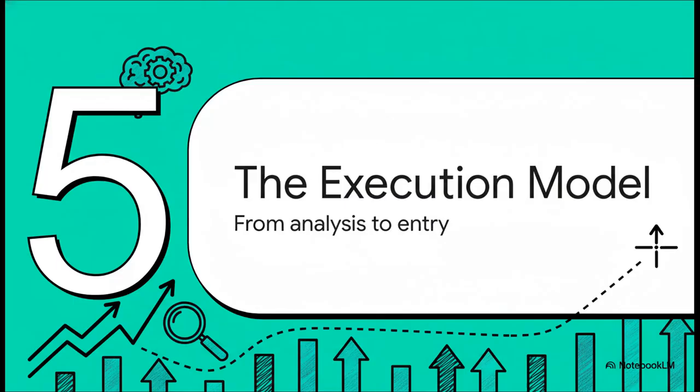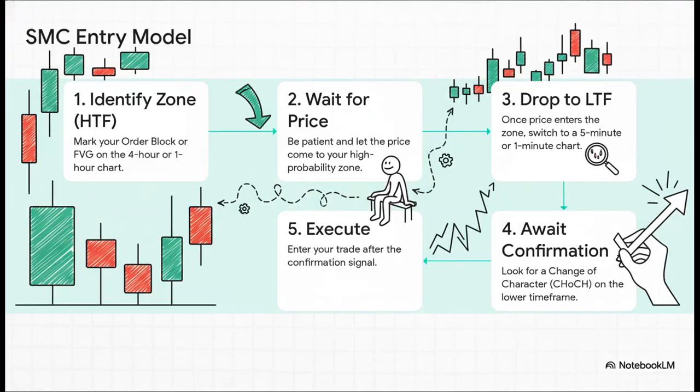All right, it's time to put all the pieces of the puzzle together. This is the execution model. This is what turns all of our analysis into a precise, repeatable entry strategy. The entire strategy really boils down to this 5-step model. First, you identify your zone, your order block or FVG on a higher time frame, like the 4-hour. This gives you the big picture context.